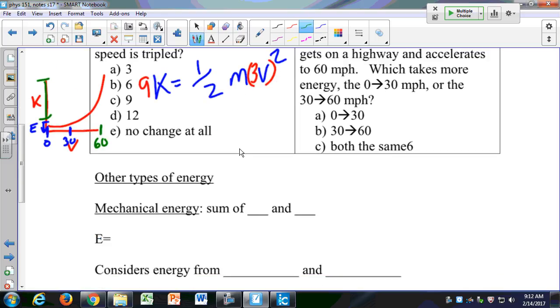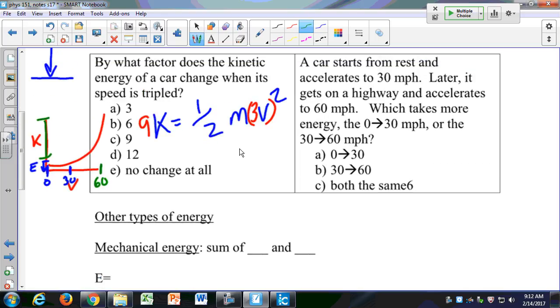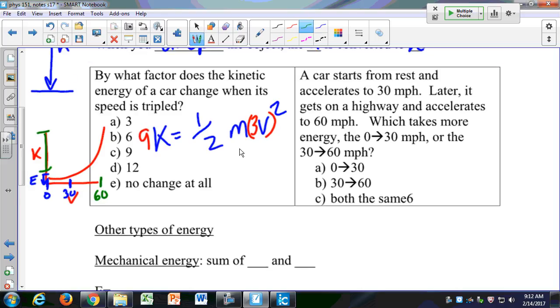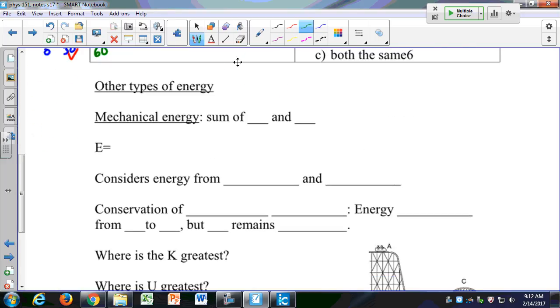All right. So the answer there is B, because our kinetic energy is proportional to V squared, and so it requires a lot more energy to go from 30 to 60 than it does to go from 0 to 30. You with me on this? Yeah? You see now? If I were to ask you the question again, would you get the right answer? I'm not going to ask you right now, but I'll probably ask you on the test coming up.